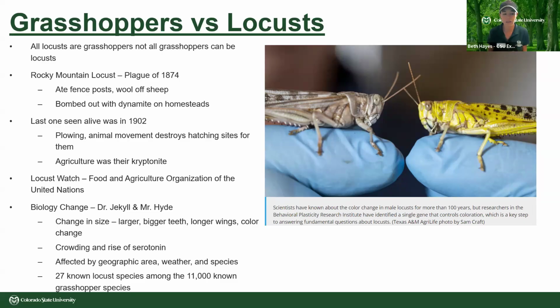And what that is, it's a biological change. So it's a change in their DNA. And this picture from Texas A&M is a really good example of that. So the one on the left, this brown looking color, this is a grasshopper. The one on the right, the bright yellow one, that is a locust. They are the exact same species of grasshopper, but you can see that there was a huge change in how it looks. Its wings are bigger, they get larger teeth, longer wings, they change in color, and then they also become a hive mind. So like I said before, when they're just grasshoppers, they move as individuals.